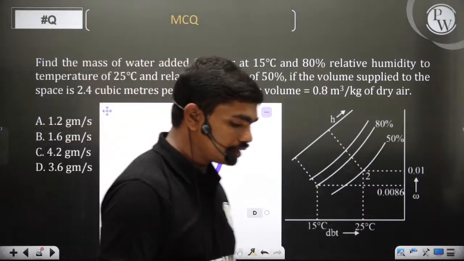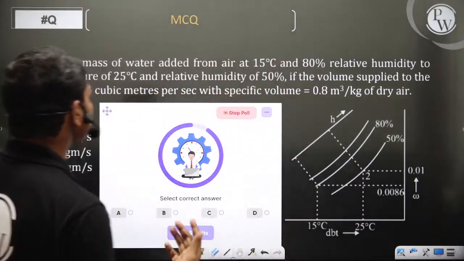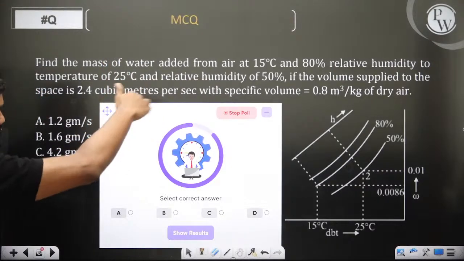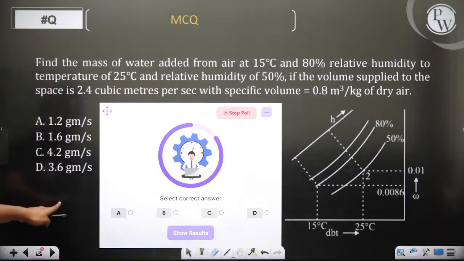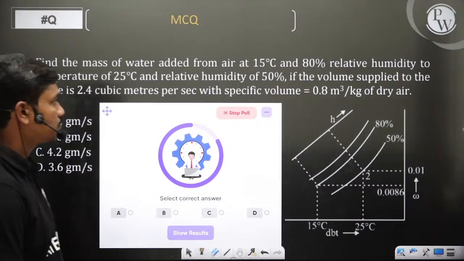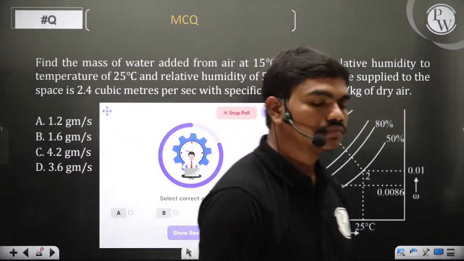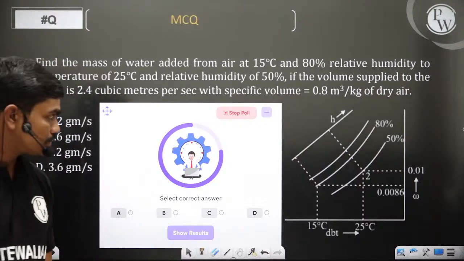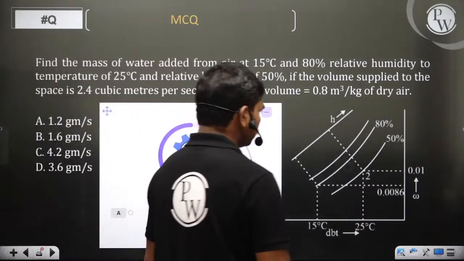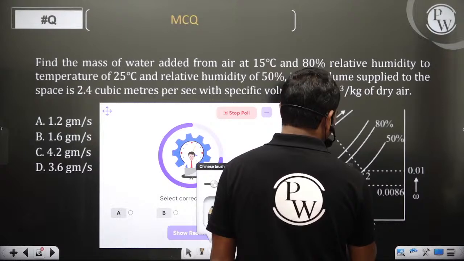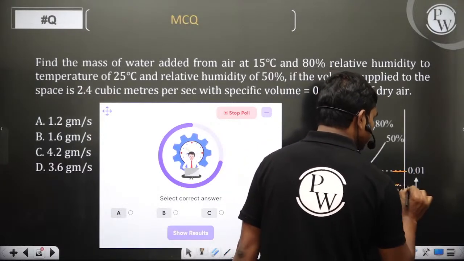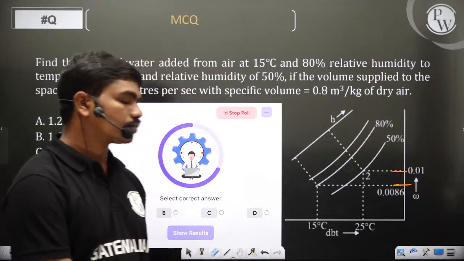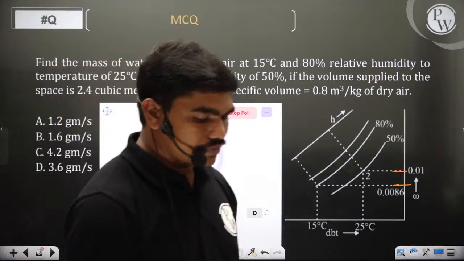There is some amount of air. To that air, we are adding mass of water. So we have added some water so that its properties change. They are asking what is the amount of water added. See, these values are given to you. This is 0.01 and this is 0.0086 kg of vapor per kg of dry air. Yeah, roughly 10 grams. That's it.